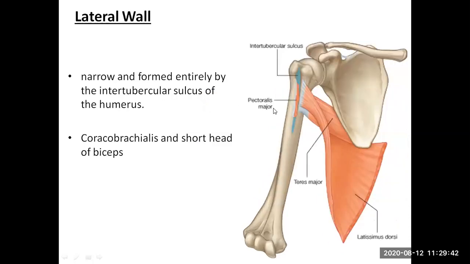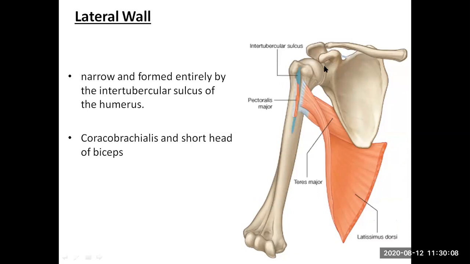Here the lateral wall is narrow, very narrow. It is only formed by the intertubercular sulcus of the humerus. On the lateral lip of the intertubercular sulcus the pectoralis major muscle is attached, and on the medial lip the teres major muscle is attached.